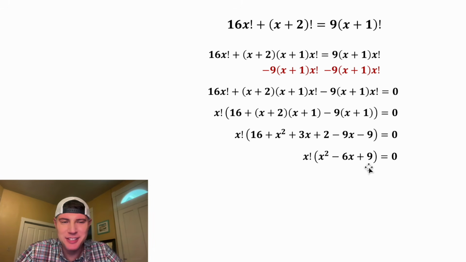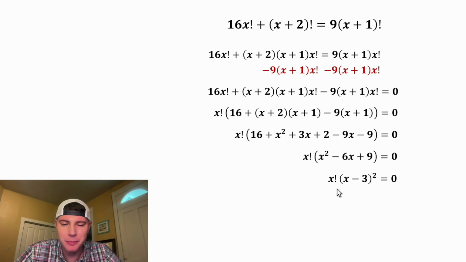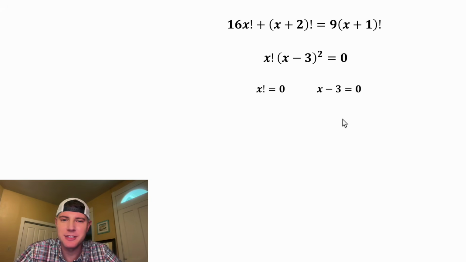This x squared minus 6x plus 9 is a perfect square trinomial. Here's the notes for that right here. This will end up changing into x minus 3 squared. Anytime you have something times something equals 0, it'll be true if either of those somethings is equal to 0. So we can say x factorial equals 0 or x minus 3 equals 0.